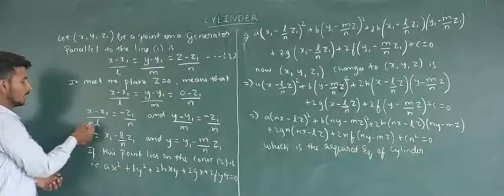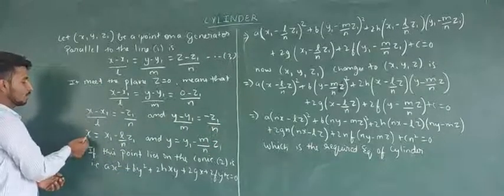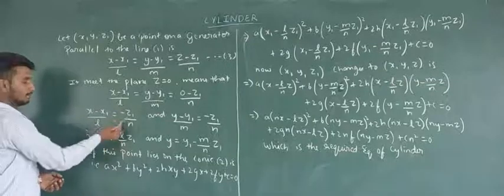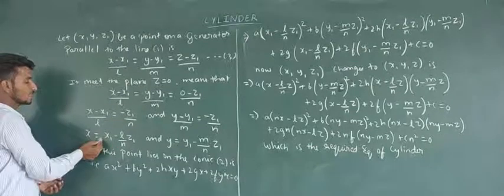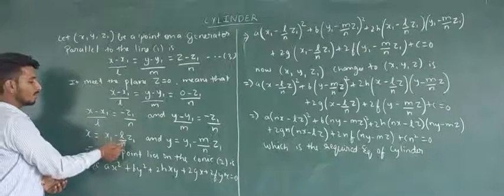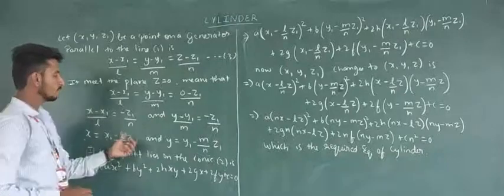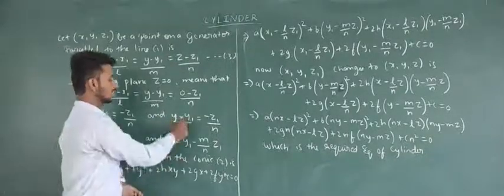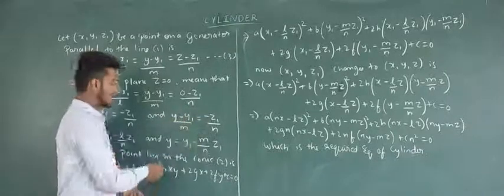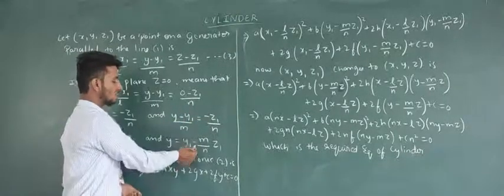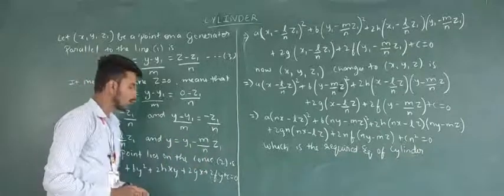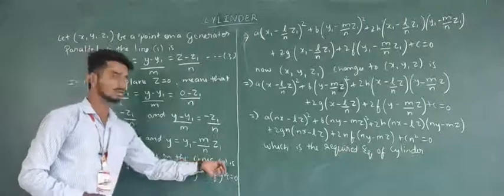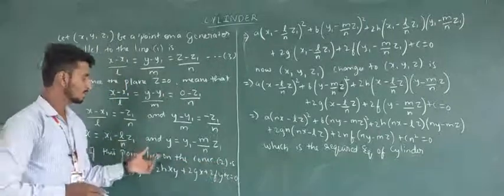So next we will keep the x value, that is x equal to, we will take this x1 and l to the RHS side, that will be x equal to x1 minus (l by n) into z1. Similarly we want the value of y, so we will take y1 and m to the RHS side, that is y equal to y1 minus (m by n) into z1. So if this point lies on the conic equation 2, we are already familiar with this conic equation.